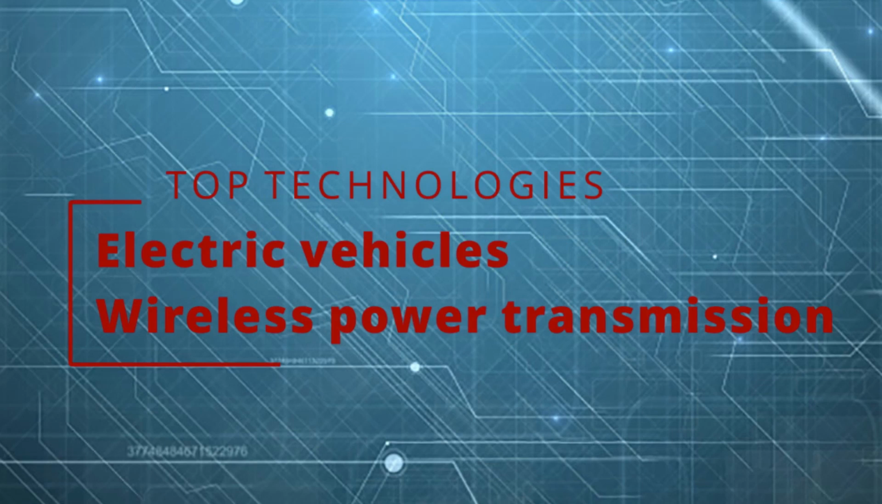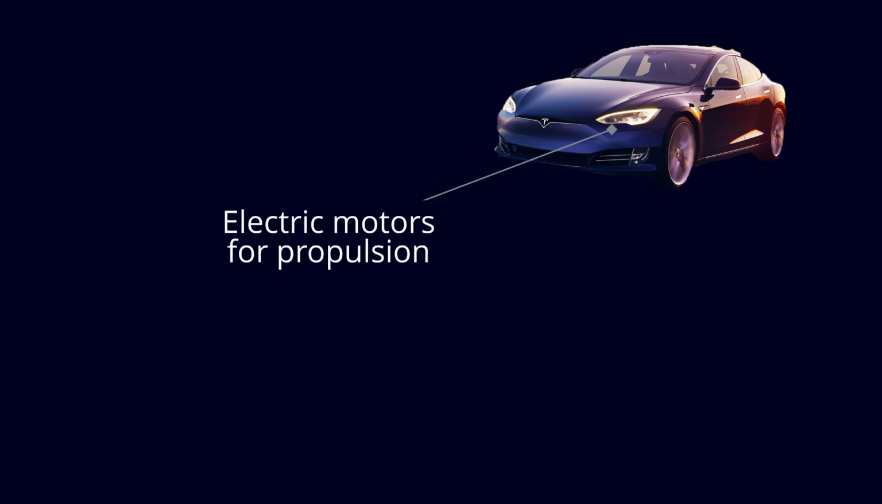Welcome guys! In this video we're going to analyze what is an electric vehicle and how it works. Moreover, at the end of the video we will talk about wireless power transmission and its applications. So, what is an electric vehicle? Basically, it's a vehicle which uses one or more electric motors or traction motors for propulsion.